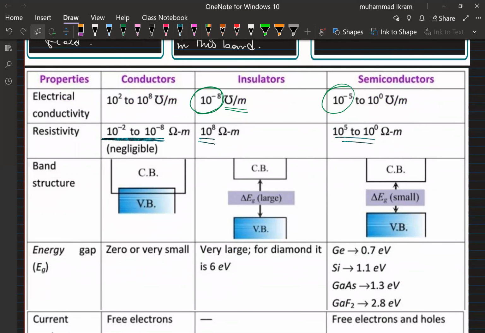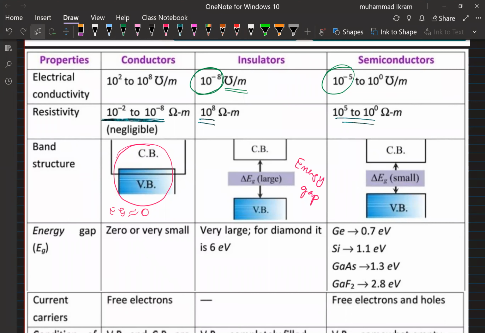Now the band structure, that is, the forbidden energy gap. Here, an interesting thing you see is that the conduction band and the valence band are overlapping. So what does this mean? That the energy gap here is nearly zero. The width of the energy gap is almost zero. For the case of the insulator, the energy gap between the conduction band and the valence band is very, very large, of the order of 6 electron volt.